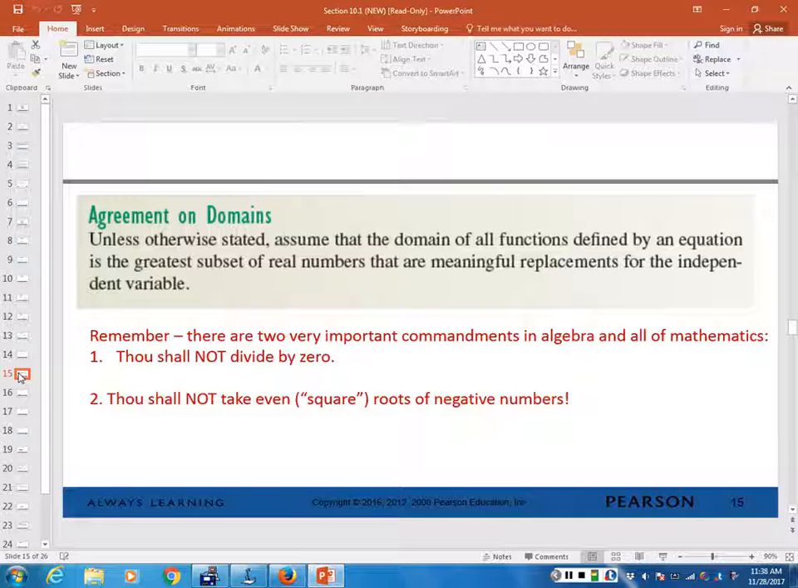It has to be an even radical. You can take the cube root, for example, of negative 8, because negative 2 times negative 2 times negative 2 is negative 8. So you can take cube roots of negative numbers. You can take fifth roots, seventh roots, ninth roots, anything where the index is odd, you can do it, but only if it's even it's a problem. Okay?